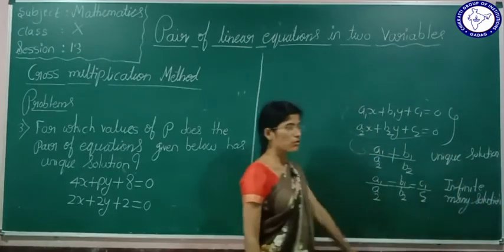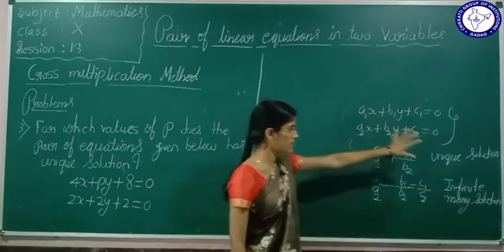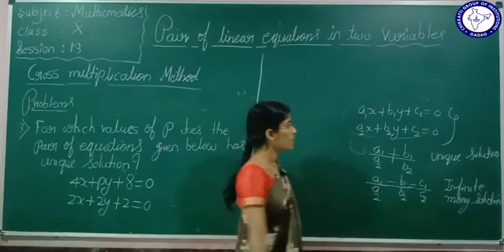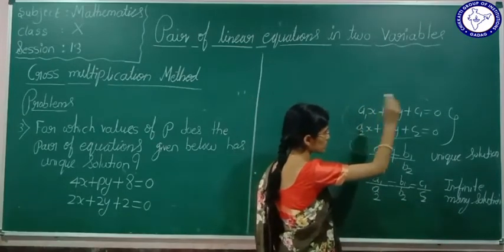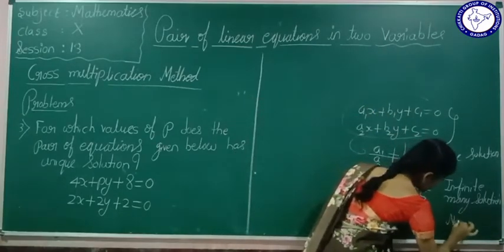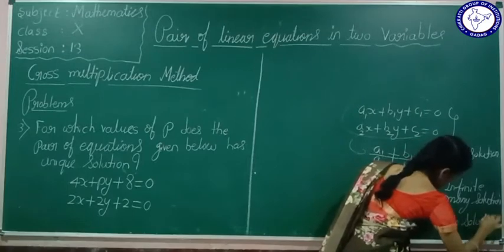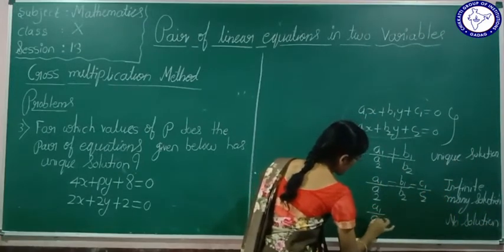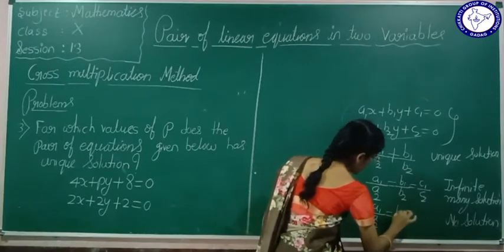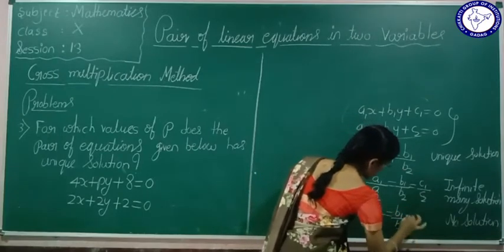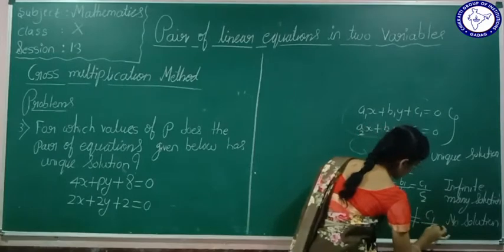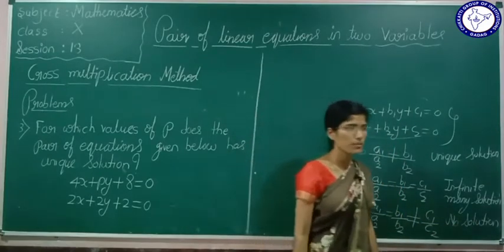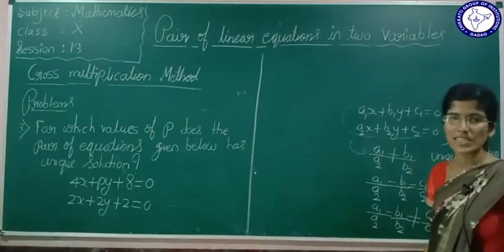Yes or no? For a pair of linear equations to have infinitely many solutions, this is the condition. Okay. For a pair of linear equations to have no solution, what is the condition, student? To have no solution, that is, a1 by a2 is equal to b1 by b2 is not equal to c1 by c2. Yes, we have learned this in your previous classes. Just I am revising you.